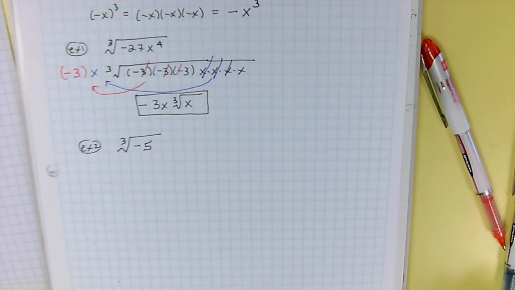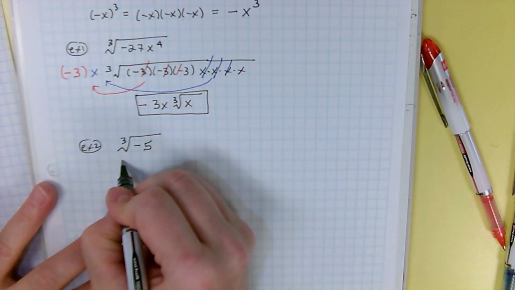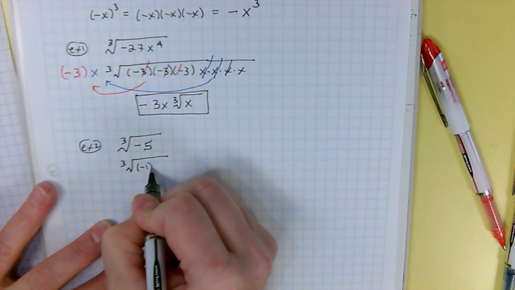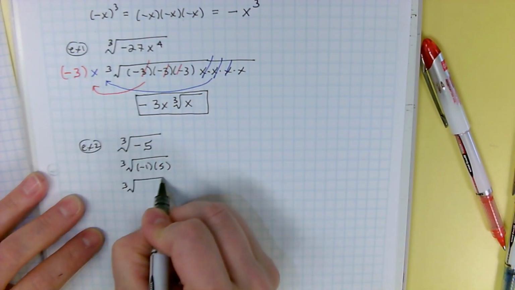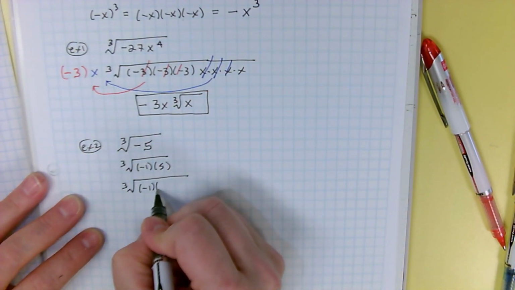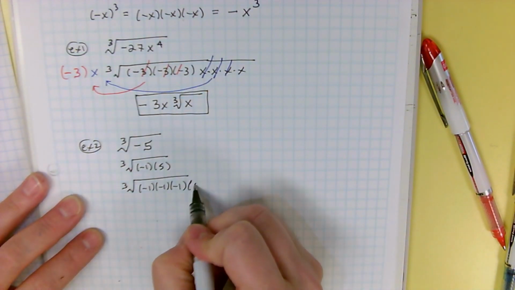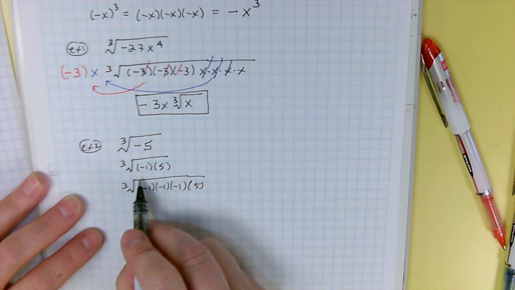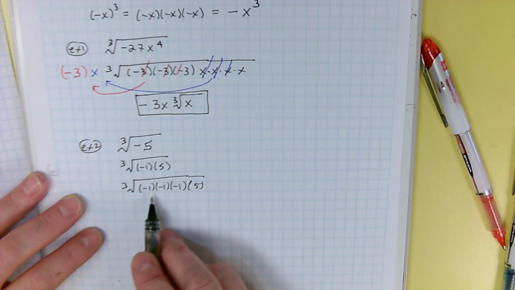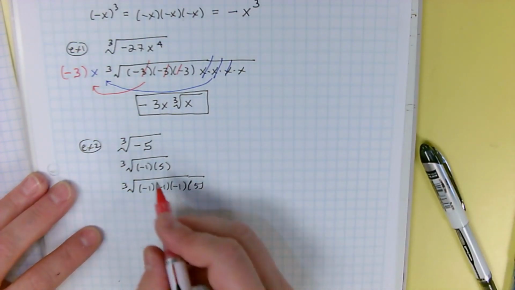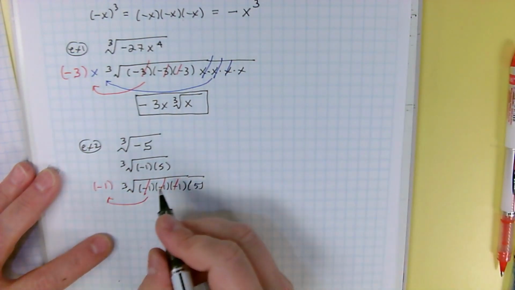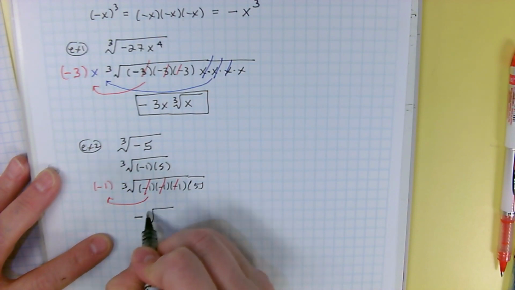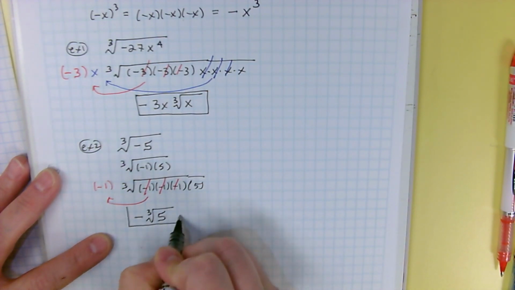If you have a negative under a cube root, that negative is the same thing as a negative 1. So that's like negative 1 times 5. The negative 1 simplifies out. And the reason it simplifies out is if I go negative 1 times negative 1 times negative 1, I get a negative 1. So I can factor a negative 1 into 3 identical negative 1 factors. 3 of those, 1 comes out to the front. So this is going to simplify into a negative cube root of 5.